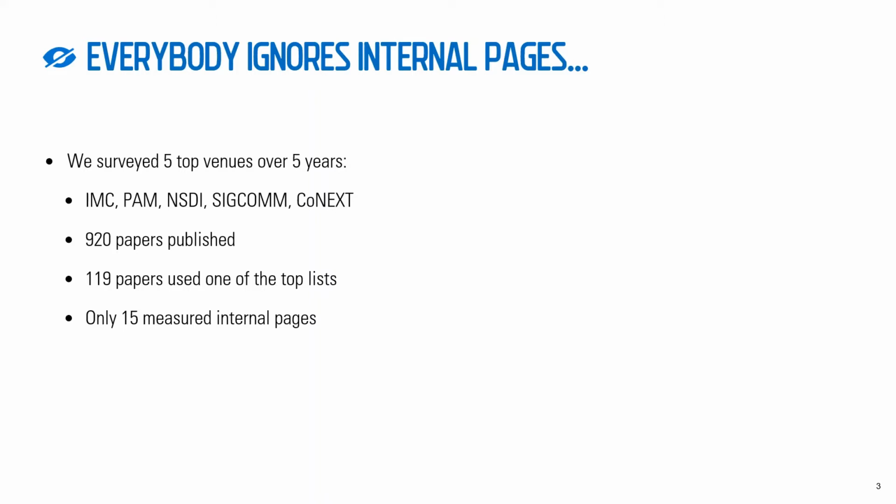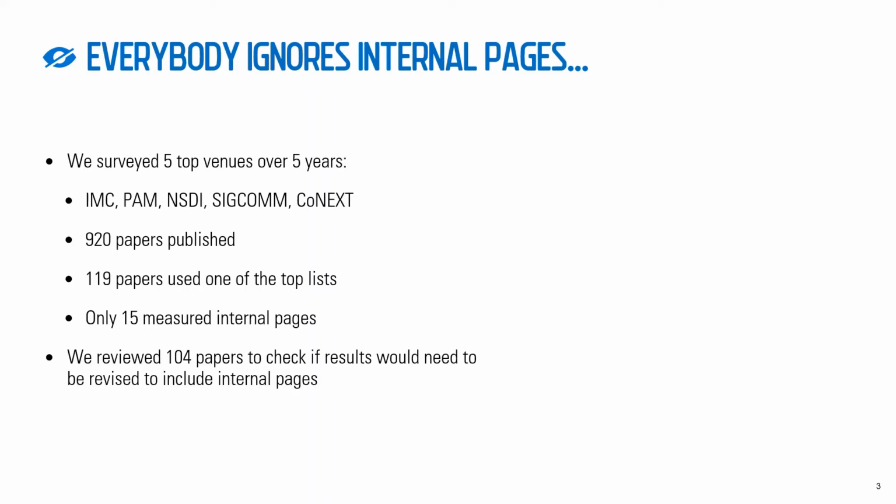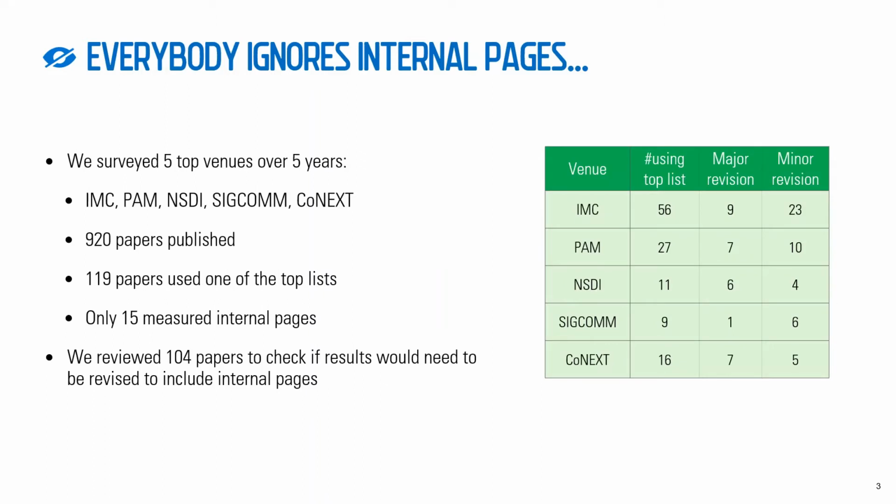We manually reviewed those 104 papers to check if the results reported in those papers would need to be revised if they were to apply to internal pages besides the landing pages that were actually measured. The findings of our survey are reported in this table. Not so surprisingly, IMC is the venue where most papers that used top lists were published, and we concluded on a subjective scale that 9 of those papers would need major revision to apply their results to internal pages, and 23 would need minor revision.